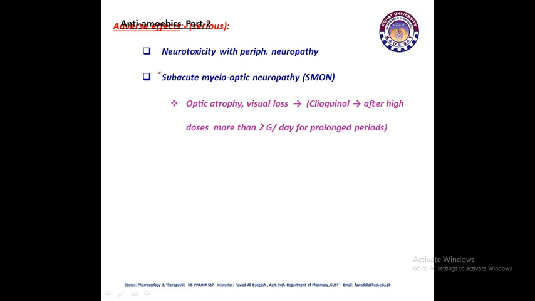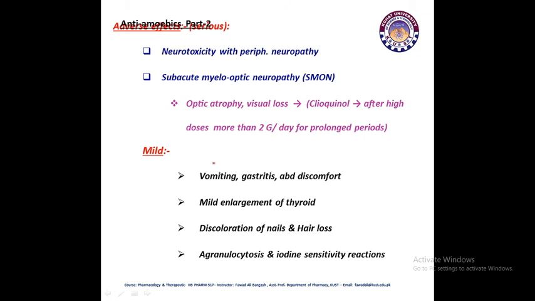Adverse effects are serious neurotoxicity with peripheral neuropathy, subacute myelo-optic neuropathy like optic atrophy and visual loss. Clioquinol after high doses of more than 2 grams per day for prolonged use causes optic atrophy. Mild effects are vomiting, gastritis, abdominal discomfort, mild enlargement of the thyroid, discoloration of nails, hair loss, agranulocytosis, and iodine sensitivity reaction. Some references.